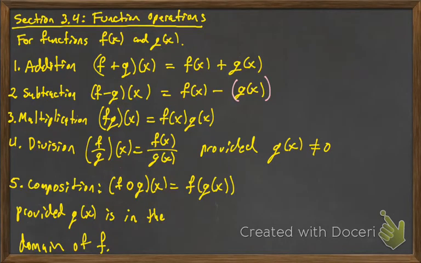Okay, in this video we're going to look at function operations. So we'll look at addition, subtraction, multiplication, division, and then a final one called composition. And so for functions f of x and g of x, the notation for addition is parentheses f plus g, close parentheses, and then parentheses x is equal to f of x plus g of x, and then very similar for subtraction, multiplication, and division.